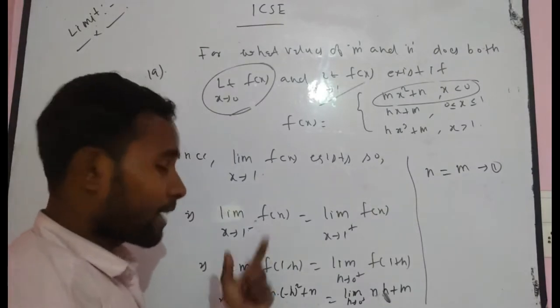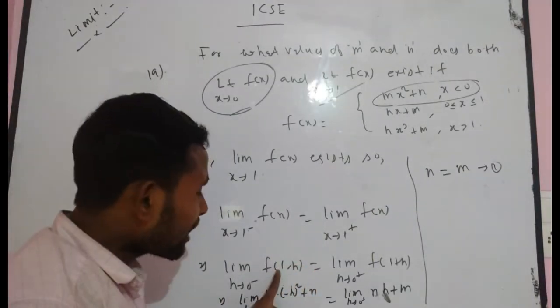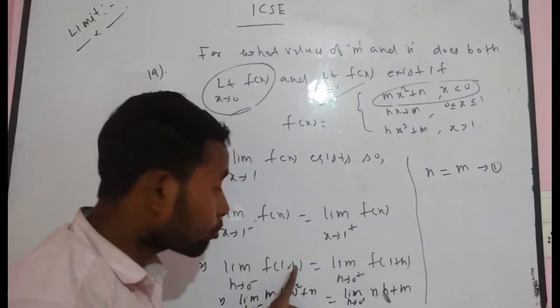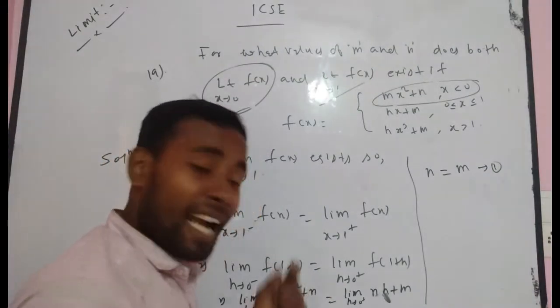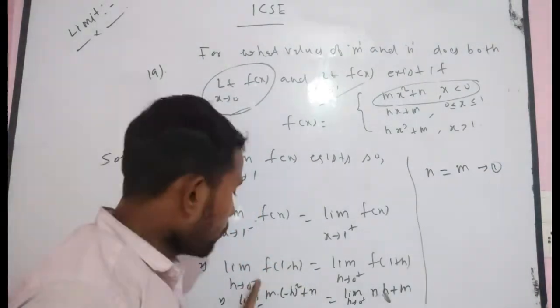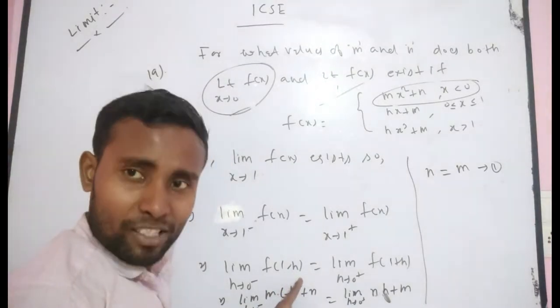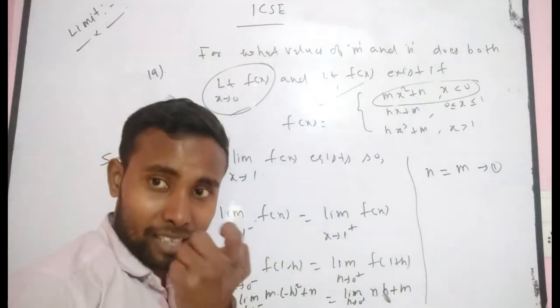Now you have to choose the function again. Here x is equal to 1 minus h. If you take x equal to 1 minus h, that means x is slightly less than 1. So which function will be chosen, because x is slightly less than 1?